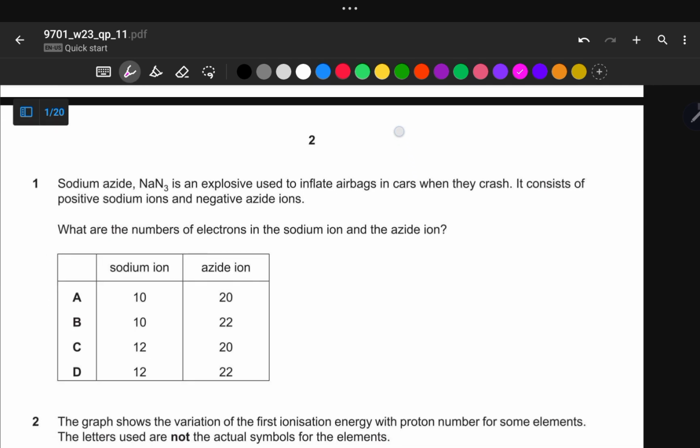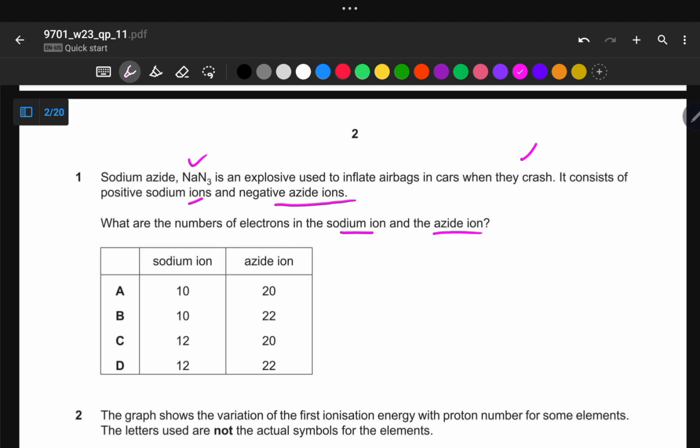Number 1 says sodium azide is an explosive used in inflating airbags in cars when there is a crash. It consists of positive sodium ions and the azide ion. What are the number of electrons in the sodium ions and the number of electrons in the azide ion? For multiple choice, we mainly use the method of elimination, trying to find the most appropriate answer, because some of the answers may sound true, but we need to carry out a forensic analysis so that we are left with the correct answer.